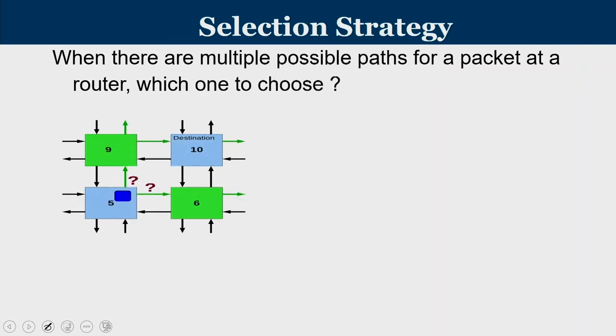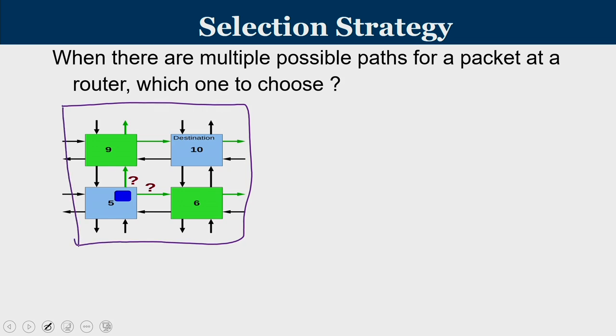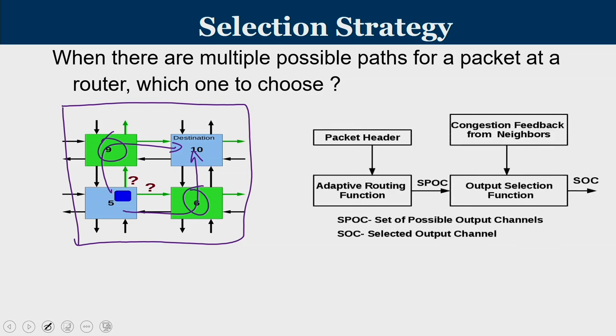Now, what is the selection strategy? When there are multiple possible paths for a packet in a given router, which one to choose? Imagine a packet that is at router number 5, as shown in the diagram. If 10 is the destination, either I can travel this way or I can travel this way. So 6 is a potential neighbor, and 9 is also a potential neighbor. If both are desired output ports, which one are you going to choose?